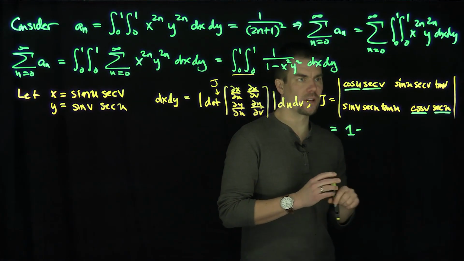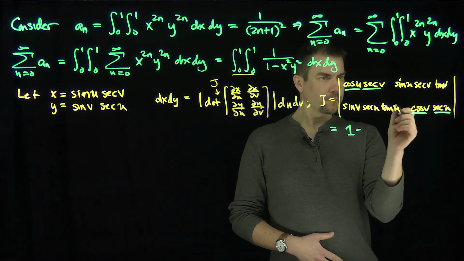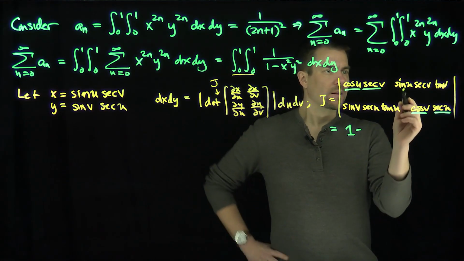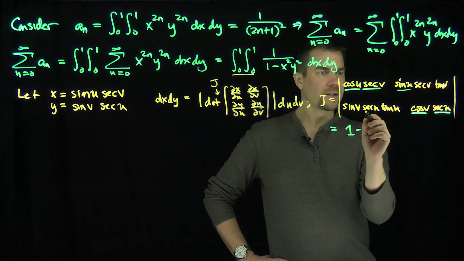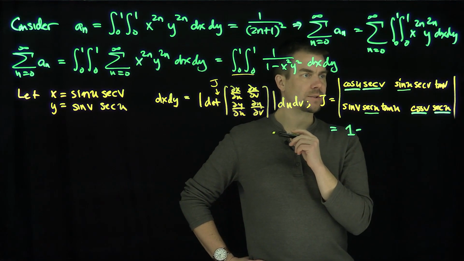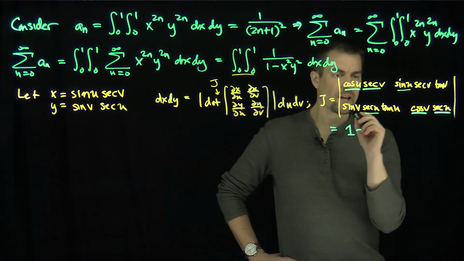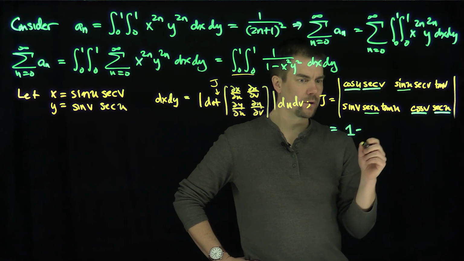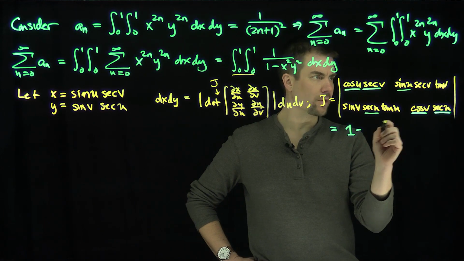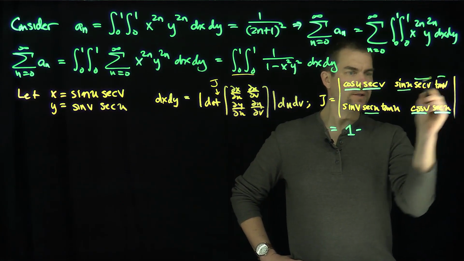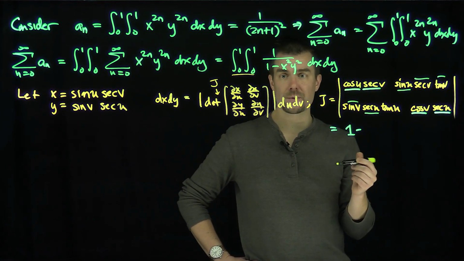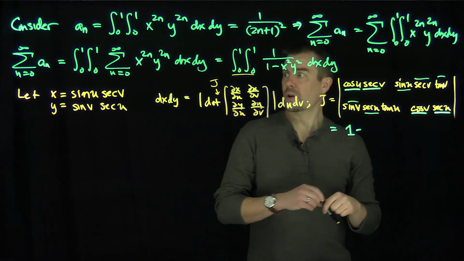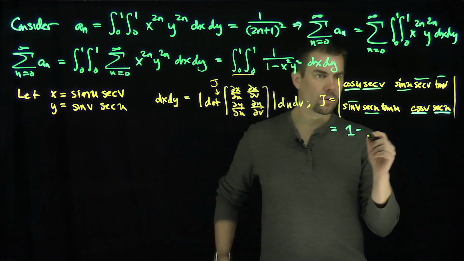And what will the off diagonal give me? Well, I have a sine u and a secant u. Sine u and secant u is the same thing as tangent u, and then another tangent u. So that's going to be sine squared u over cosine squared u. And then we have the same thing, sine squared v over cosine squared v. So what does that say?